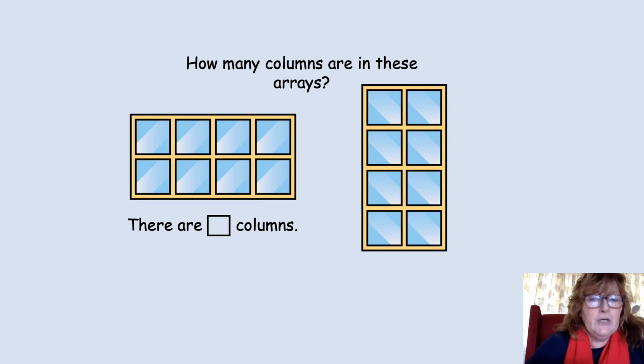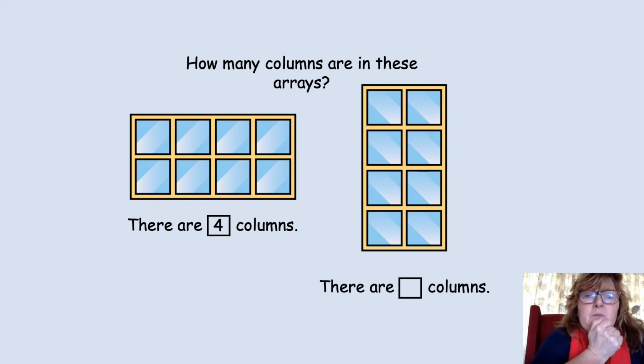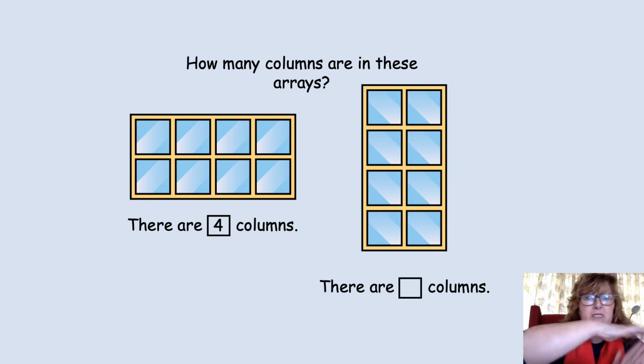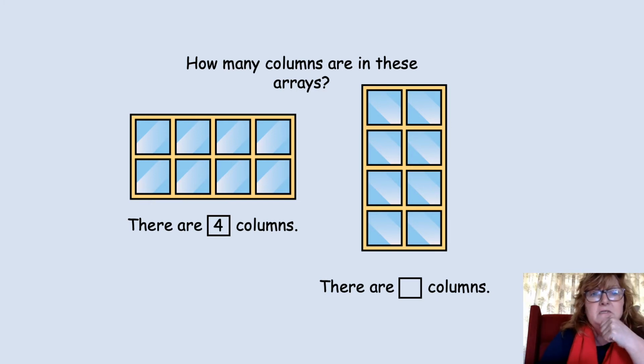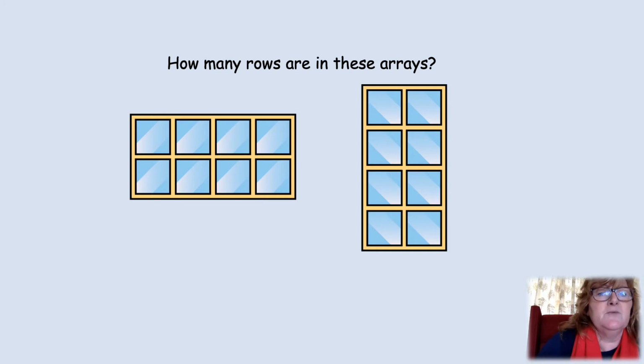1, 2, 3, 4. 4 columns. What about the next one? How many columns are in this one? It's been turned the other way, hasn't it? Columns. 1, 2. There are 2 columns. Well done, I think you saw that straight away.